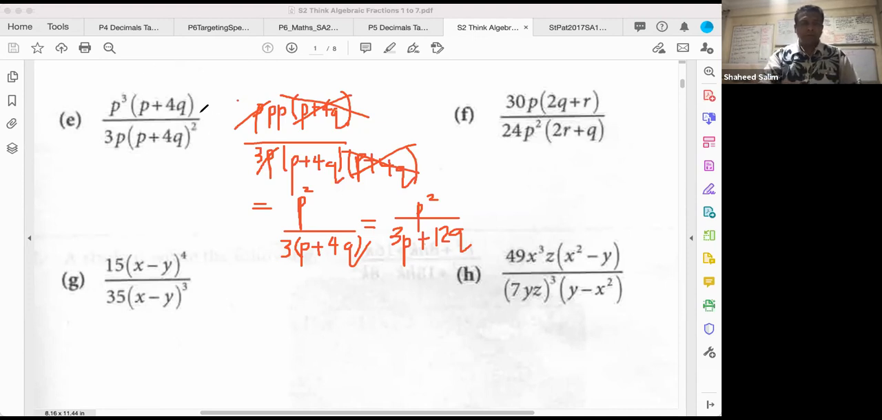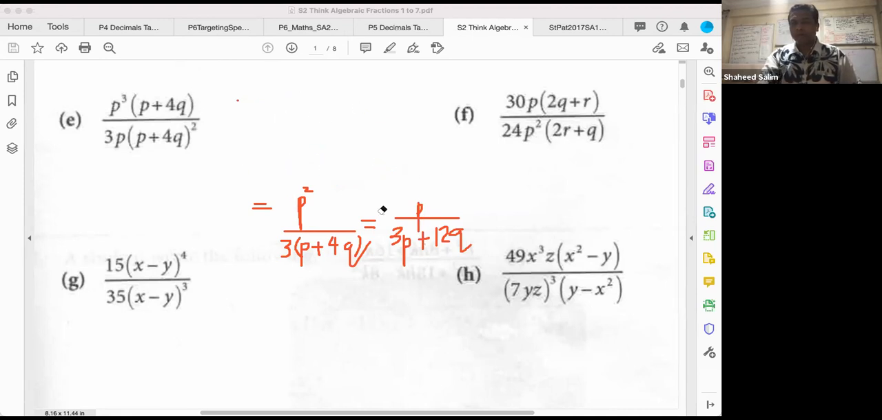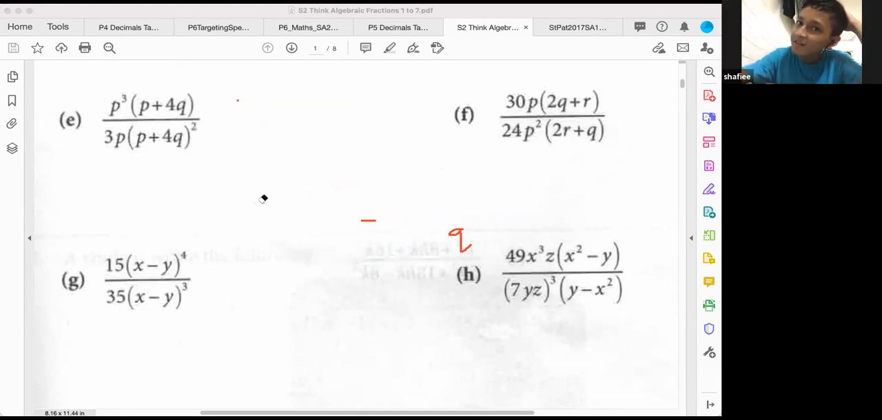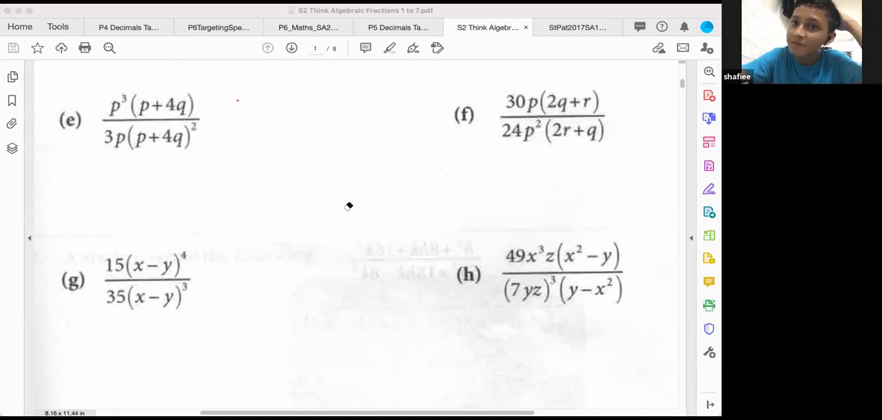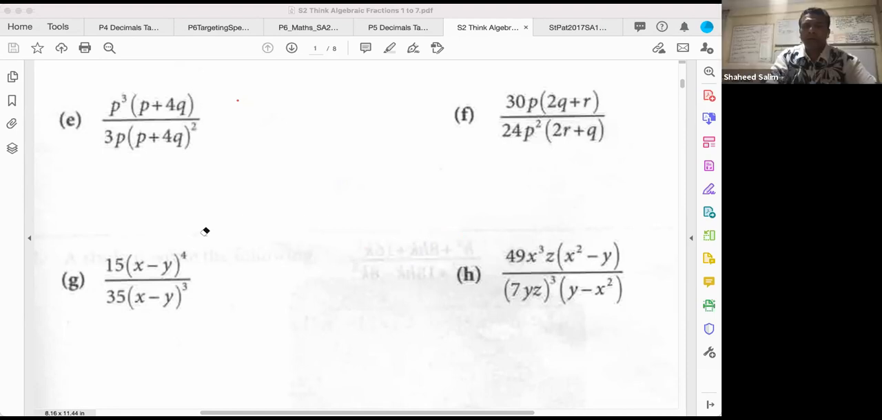Okay, so Shafi can do? I listened previously. I sent previously. Oh, you sent previously. P over P, 3P plus 12Q. Is it 90 over 72? Oh, 90 over 72. But how did you get 90?